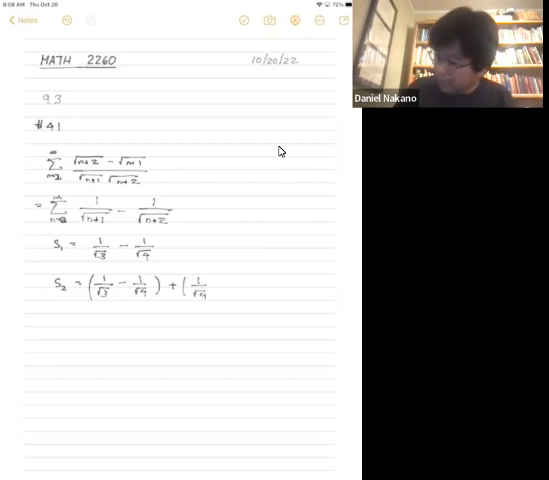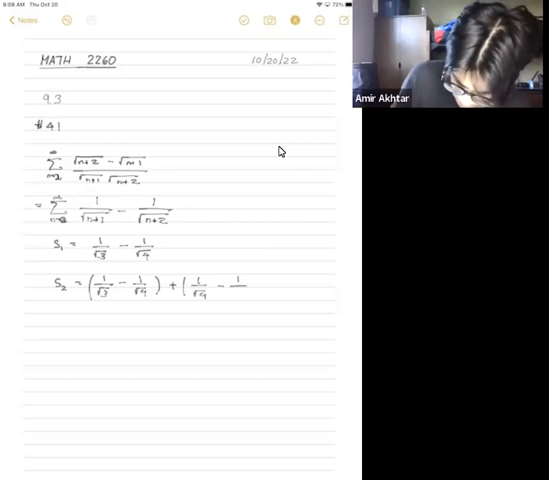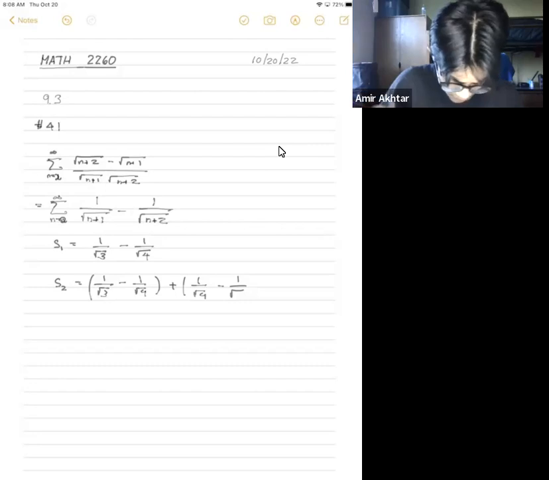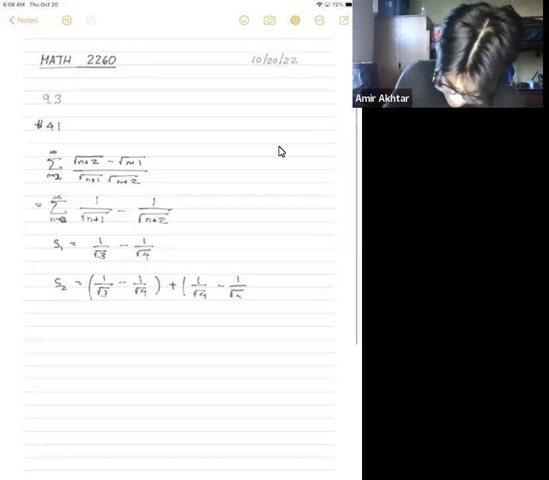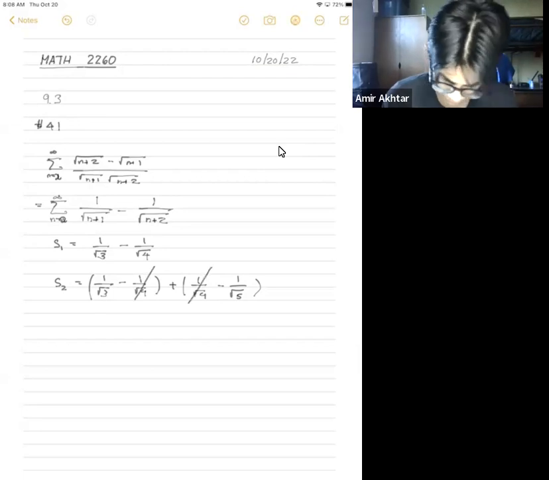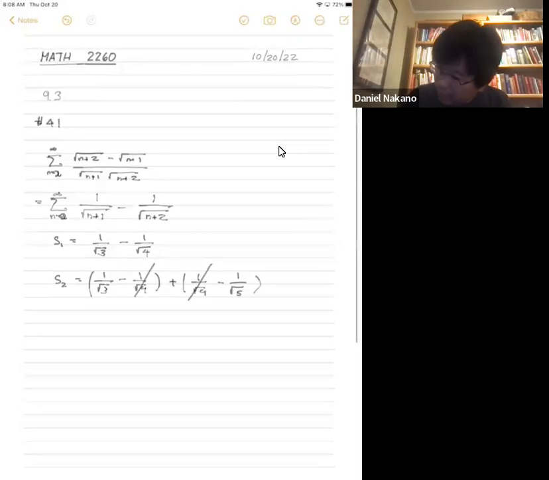Minus what's the next one? 1 over the square root of what? Square root of 5, because that's n equals 3. That's that term, right? So you can actually see what's going to happen is that you're basically going to cancel this one off with that one for the partial sum. Okay, I see it.